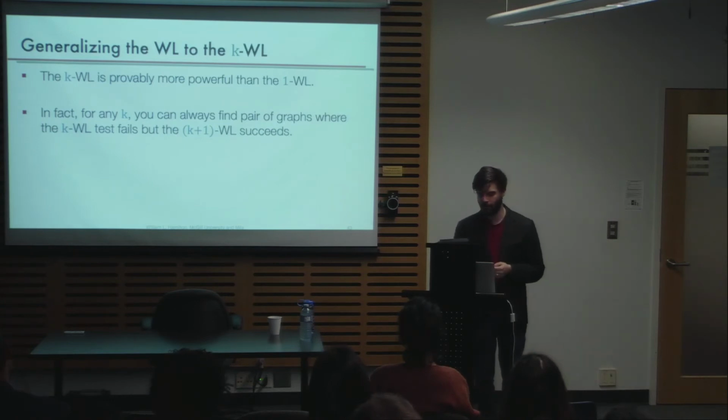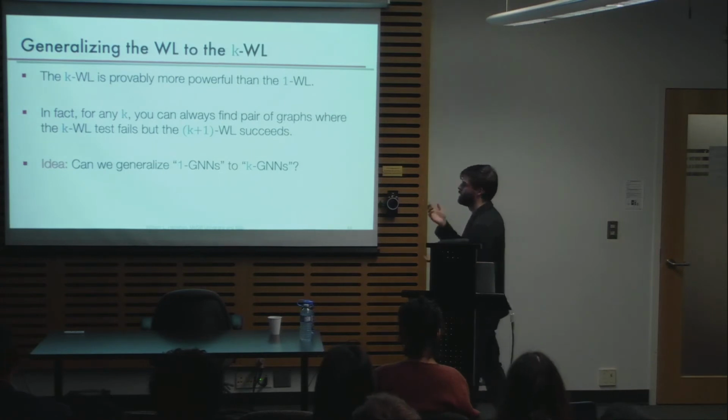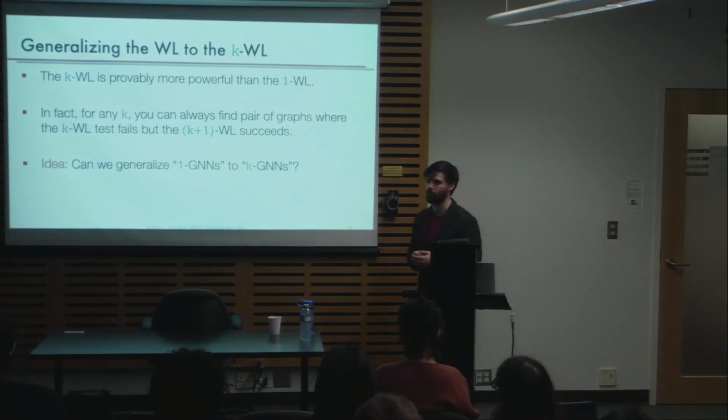And so I say, can we generalize one graph neural nets to k graph neural nets, but really, this is more saying, can we generalize to, say, a 2 or a 3 WL? We're not going to go higher than that.